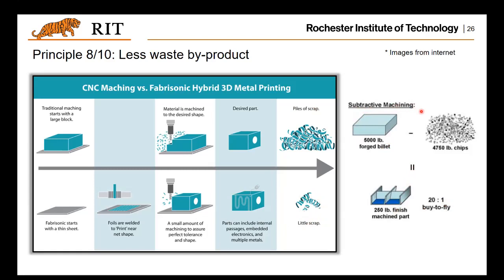If using subtractive machining to produce such kind of geometry, you have to remove such amount of material and it becomes chips. And it turns out there's a 20 to 1 buy-to-fly ratio, which is a lot of waste, right? But using additive, you will have much less waste. So that's the waste sustainability.